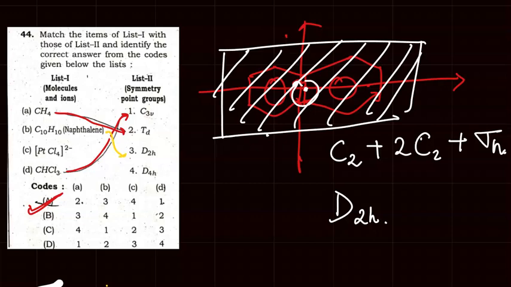And similarly for PtCl4, D4 will be the correct answer, okay, because PtCl4 of course will have a square planar geometry, and we have already discussed that when a molecule has square planar geometry and is symmetrical, then its point group is D4H. Okay, so option A is the correct option.